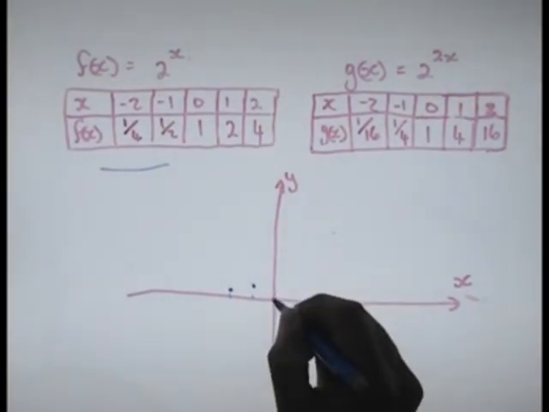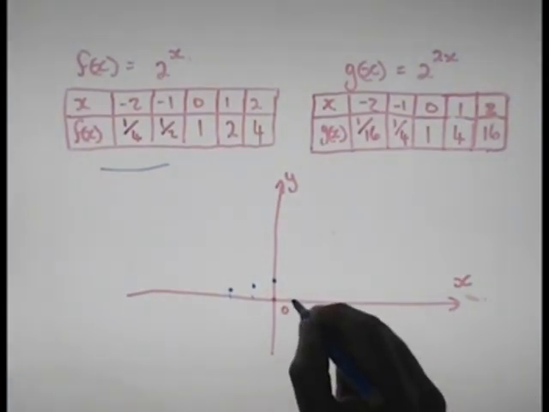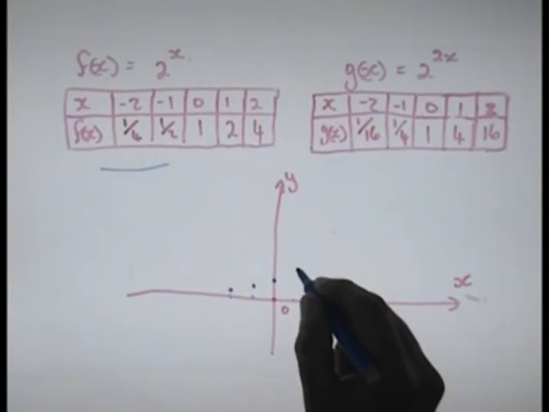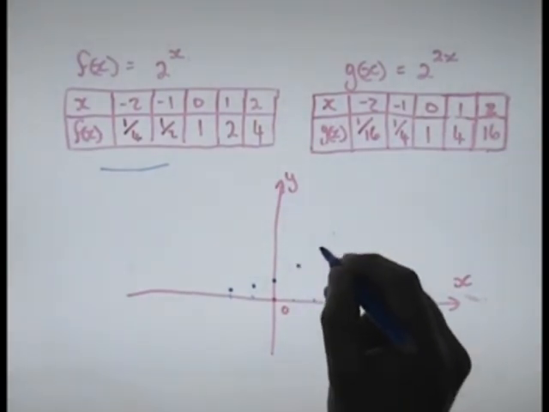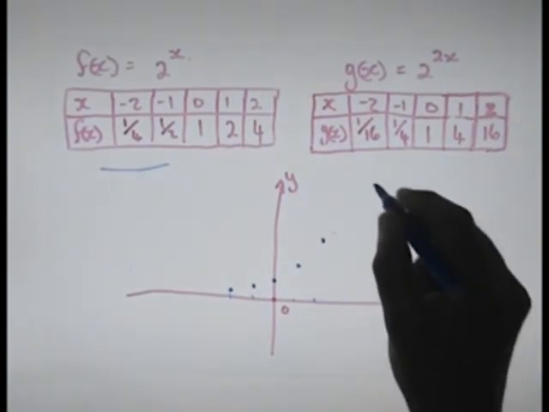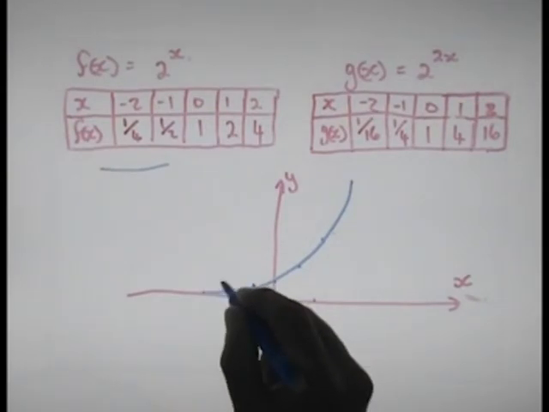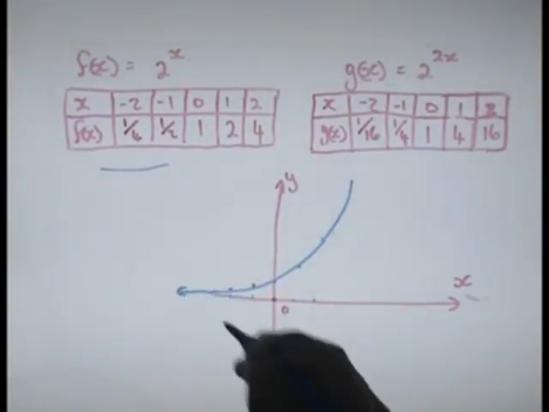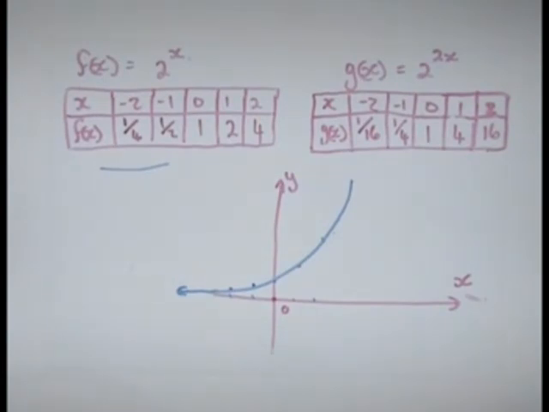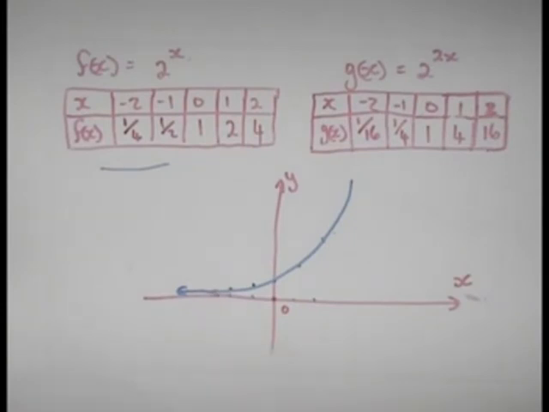When x is equal to 0, y is going to equal 1. When x is equal to 1, y is going to equal positive 2. And when x is equal to 2, y is going to equal positive 4. So basically we've got an exponential graph that's doing something like that. Obviously it's never going to touch our axis. My graphs are fairly inaccurate.